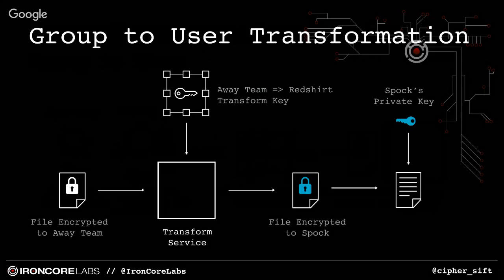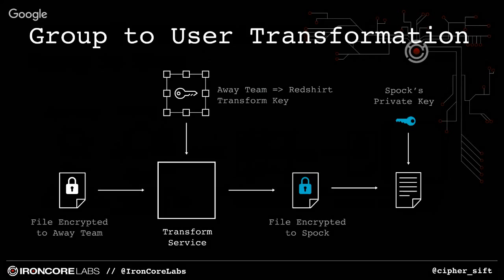I make a request to the transform service. Sorry, I shouldn't call it proxy. Transform service, to go ahead and transform that document to me. That file is then transformed to the individual user, basically putting a new name on the shell of the M&M, right? And then Spock can go ahead and decrypt that with his private key.